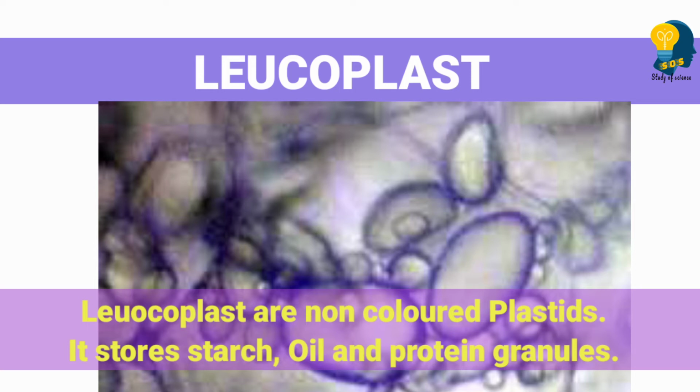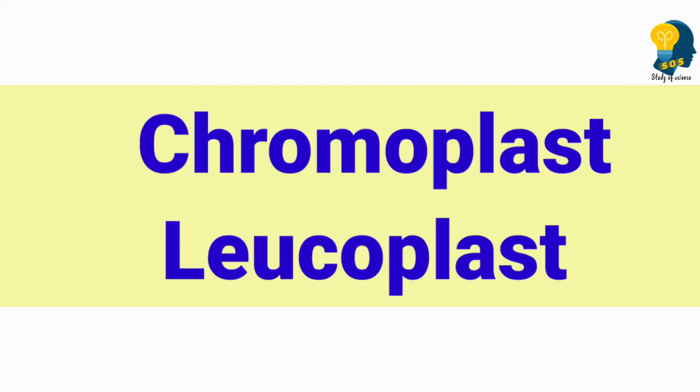Now, we have completed understanding the two types of plastids. Which are the two types? Chromoplast and the leucoplast. Correct?